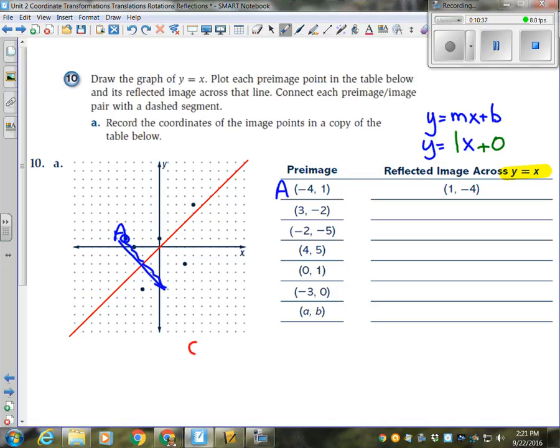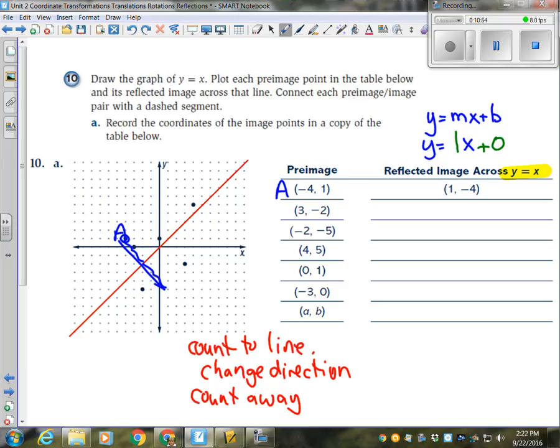The thing of it is, you count to the line, change directions. So if you were going across, you're now going to change and go up or down. Then count away from the line. All right? See if I can show you what I'm talking about. I believe that our reflected point should be right there, because that looks like it would be the same distance from the two points. All right? Or I'm pretty close. So we believe that from point A, the reflected point should be over here somewhere.